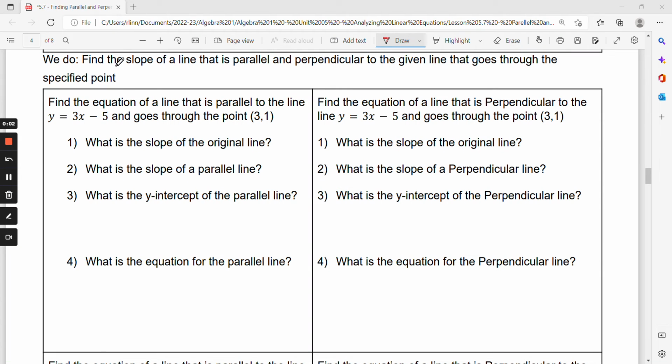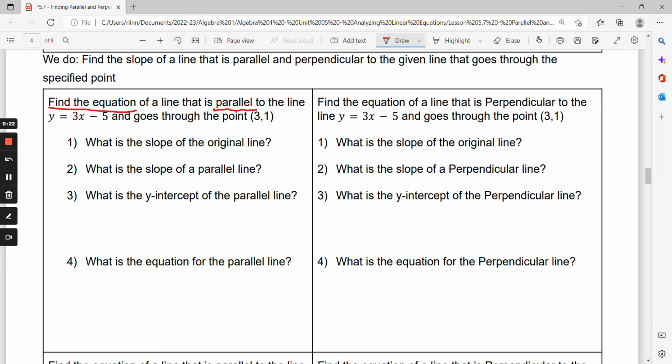We need to find the slope of a line that is parallel and perpendicular to the given line that goes through a specific point. And then we're told that we need to find the equation of that line. So our first problem here says we need to find an equation of a line that is parallel to the line y equals 3x minus 5 and goes through the point 3, 1.